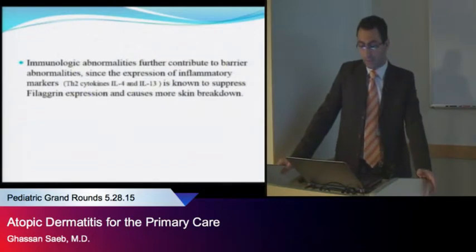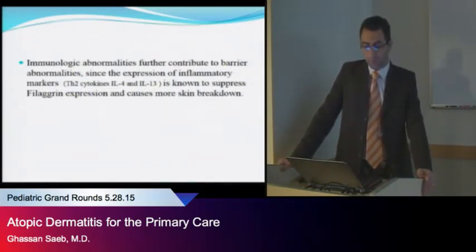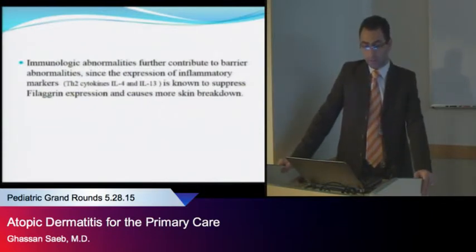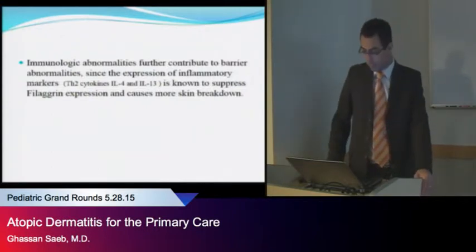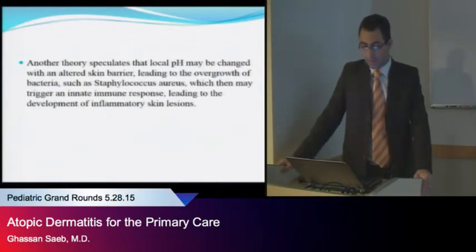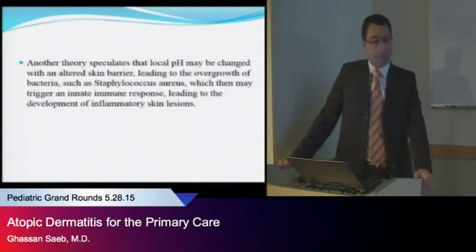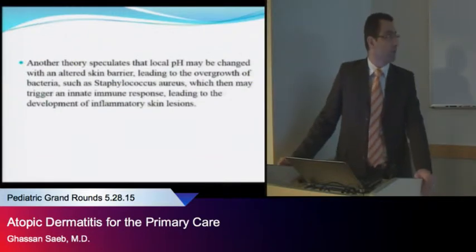Immunologic abnormalities further contribute to the barrier abnormalities, since the expression of inflammatory markers is known to suppress filaggrin expression and causes more skin breakdown. There is another theory about the local pH. A change in the local pH can have an impact on skin infection and skin colonization with bacteria.